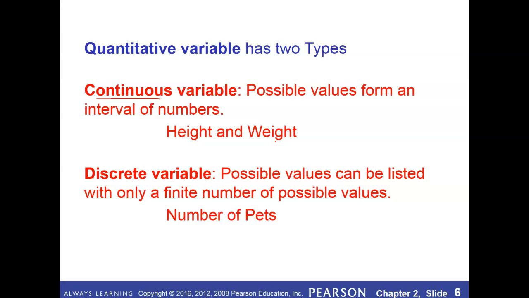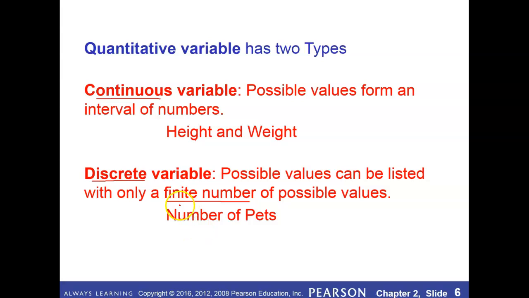And then there's something that's not continuous, and if it's not continuous, we call it discrete. So possible values can be listed with only a finite number of possible values. For example, the number of pets you have. You can have 1 or 2 or 3. You can have 30 or 50. But it wouldn't make sense to say you have 2.5 or 2.25 or 3.2 number of pets. You either have 2 or you have 3.